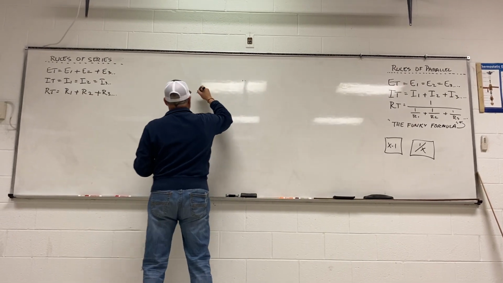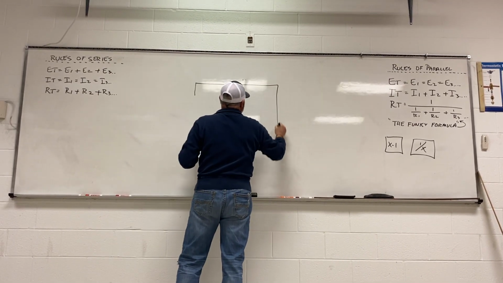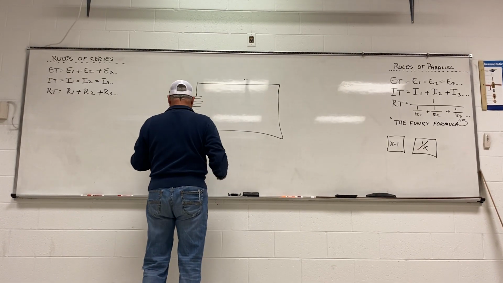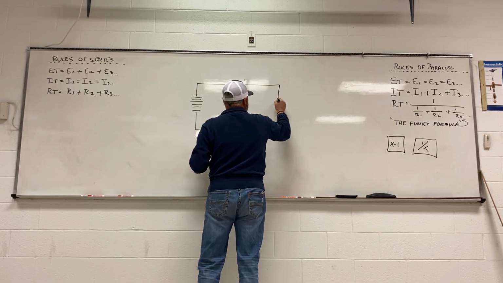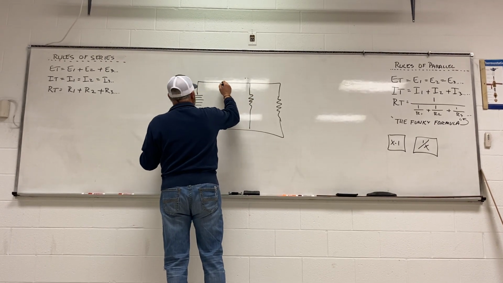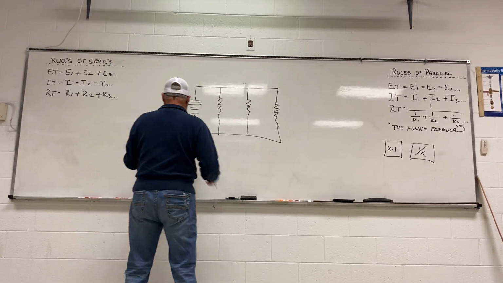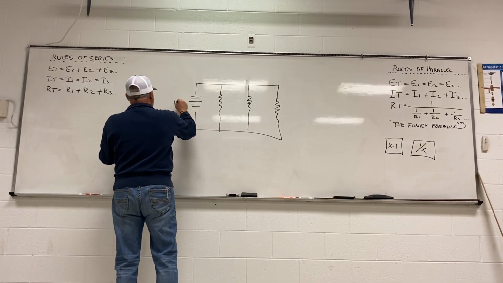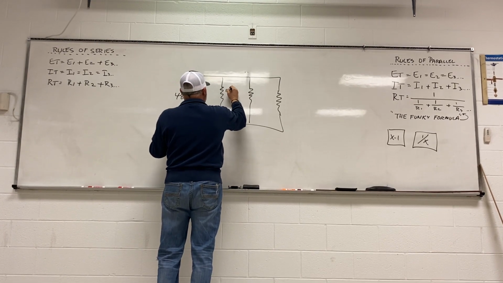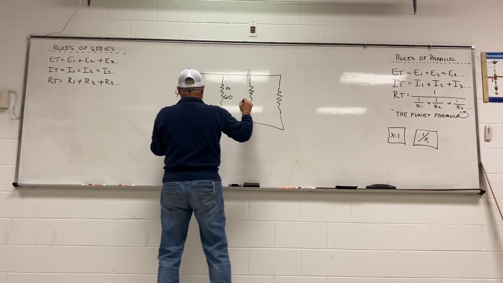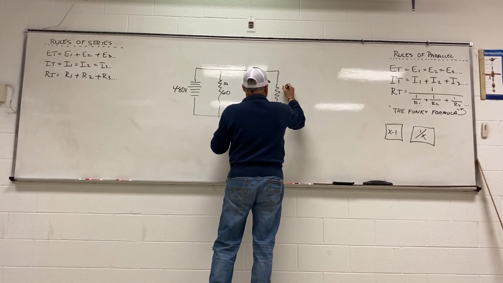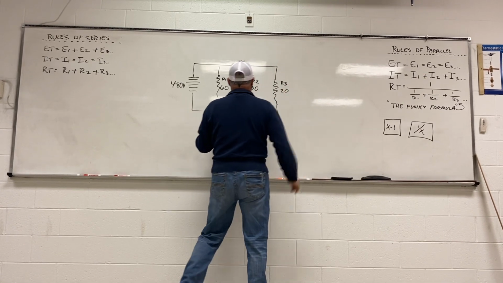So let's look at this circuit right here. A lot of our circuits that we look at won't just be black and white series or traditional straight line. So we have a load here, we have a load here, and we have a load here. Okay? And this has 480 volts. This load, R1, resistor 1, is 60. Resistor 2 is 30, and resistor 3 is 20.